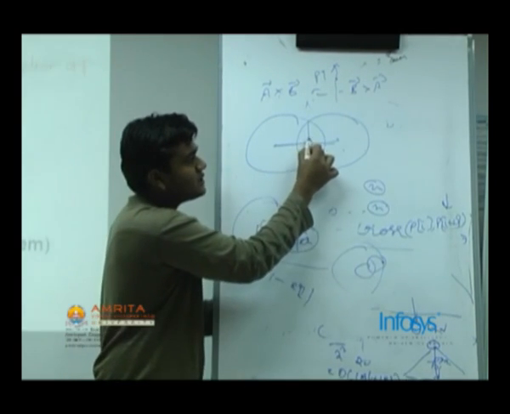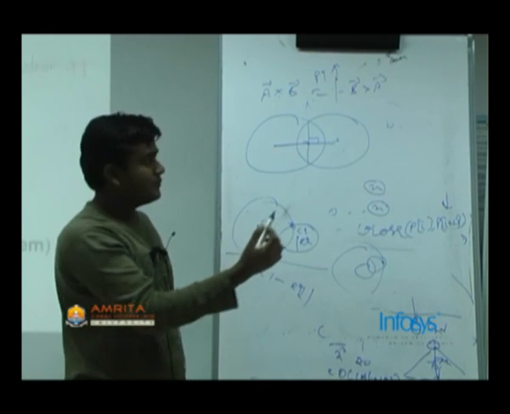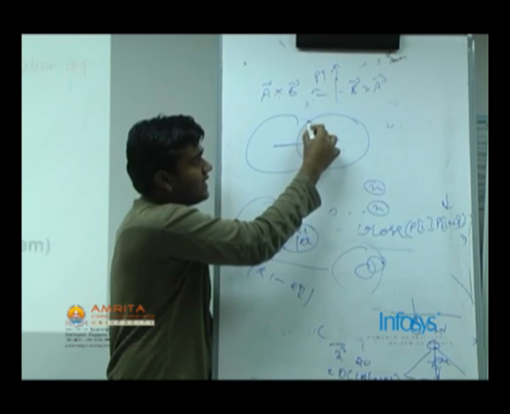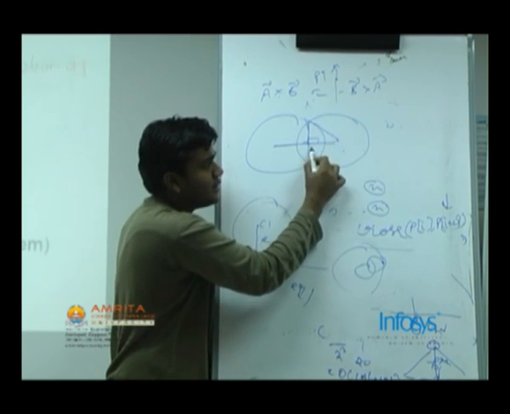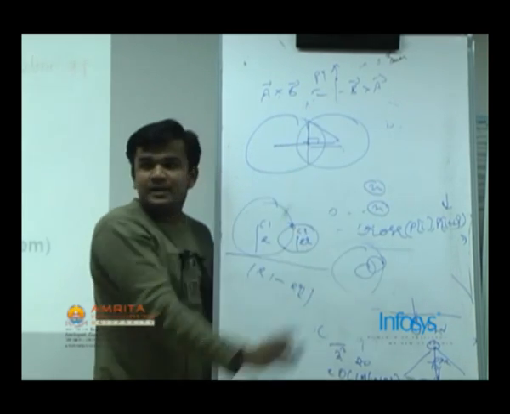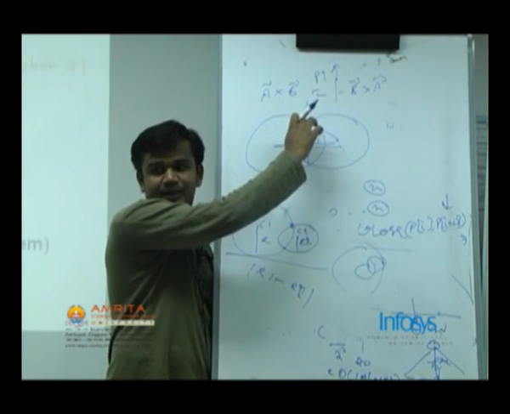Note that if this was a perpendicular, this is a perpendicular obviously, so you already know this distance. How do you know this distance? You have this distance and you have the radius. Applying Pythagoras theorem, you will get the distance, after which you will get this point.